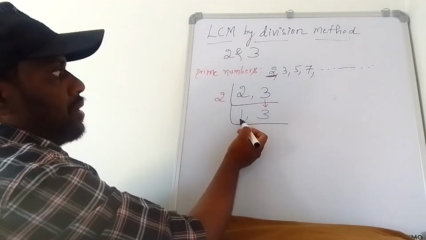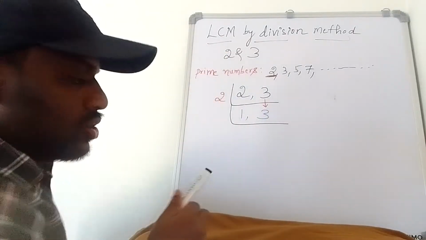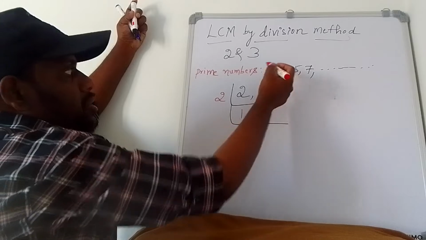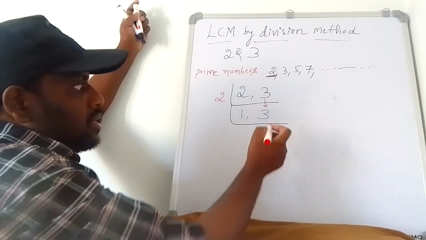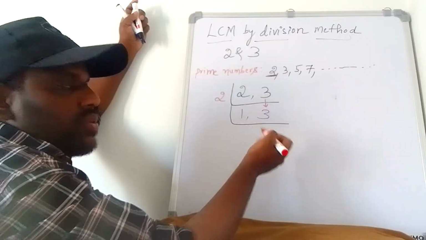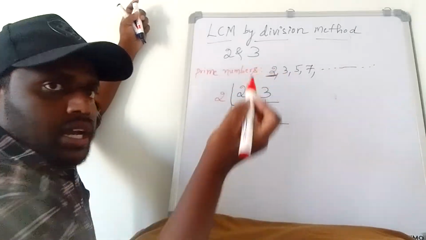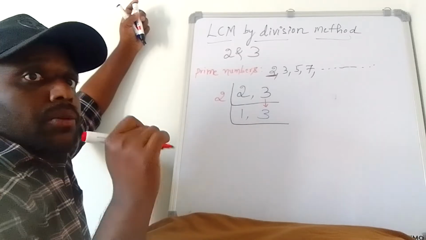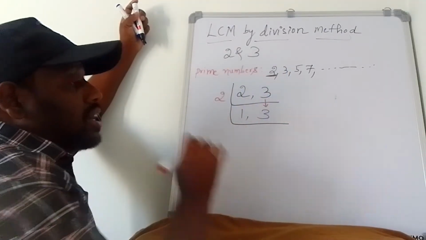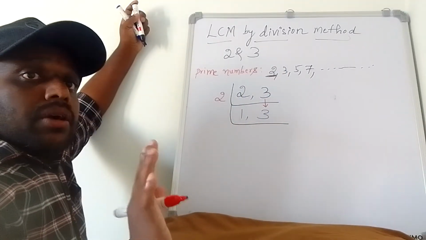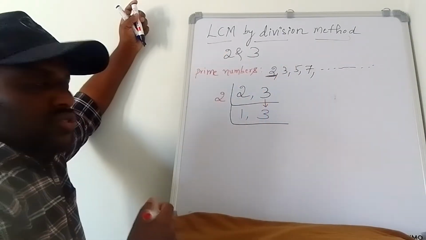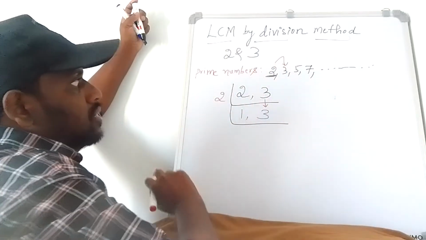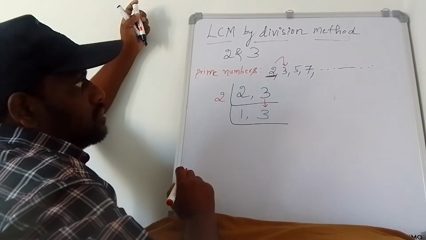Take 2. 1 cannot be divided by this 2 completely. Correct? 3 cannot be divided by this 2 completely. If at least any one is divided completely by this 2, we can take this 2. But here both are not getting divided completely by this 2. So what you have to do? You have to go for the next number, 3.